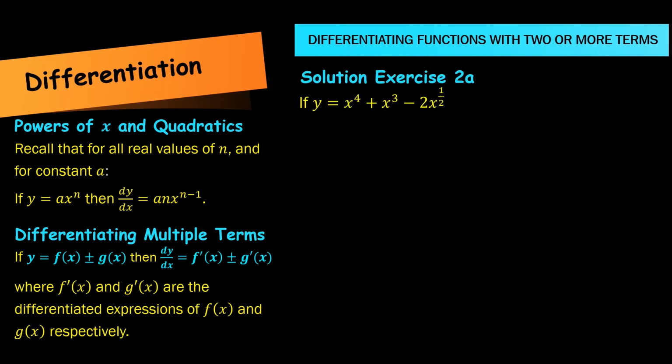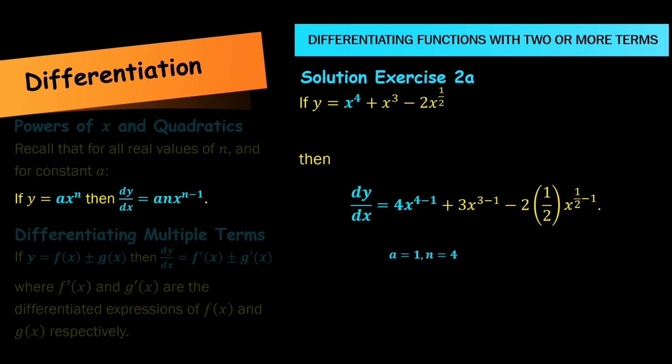We're going to take a look at part A first. If y equals x to the power 4 plus x cubed minus 2x to the power half, we have that dy dx equals this expression here. So for the term x to the power 4, we have that a equals 1 and n equals 4. And this gives us the resulting dy dx for this term.